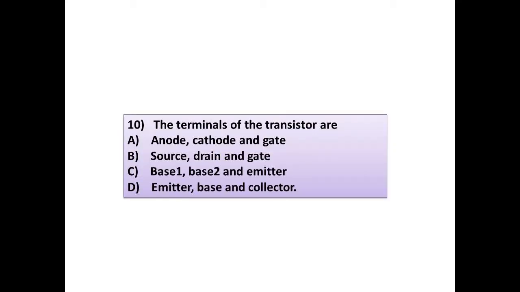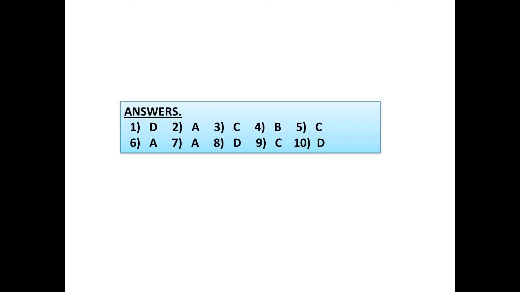Question number 10. The terminals of the transistors are. Answers: A. Anode, cathode and gate, B. Source, drain and gate, C. Base 1, base 2 and emitter, D. Emitter, base and collector. Answers: 1D, 2A, 3C, 4B, 5C, 6A, 7A, 8D, 9C, 10D.